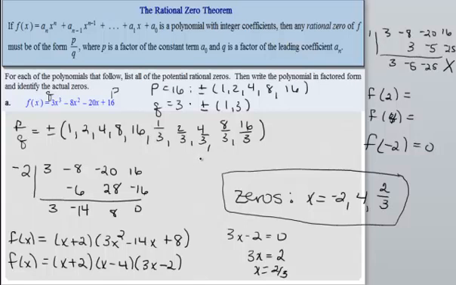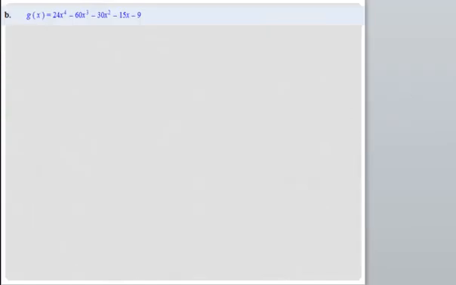So if you're ever asked to find the possible rational zeros or the possible real zeros, you'll be looking for this line right here. All your P's and Q's. Okay, let's do the same thing for this problem. Our P is -9 and our Q is 24.